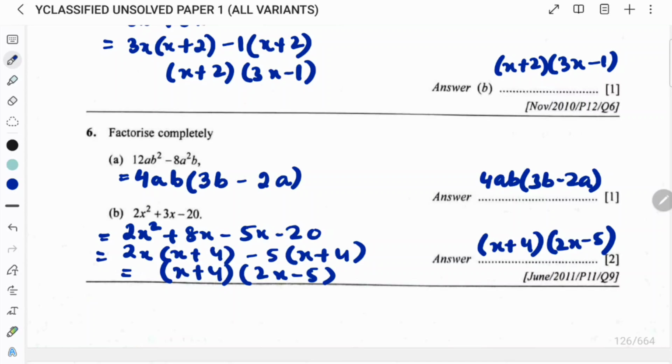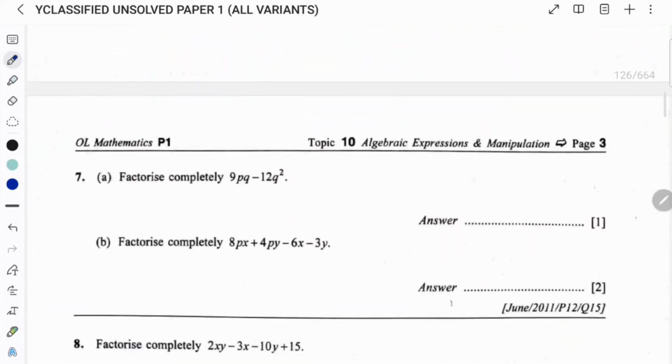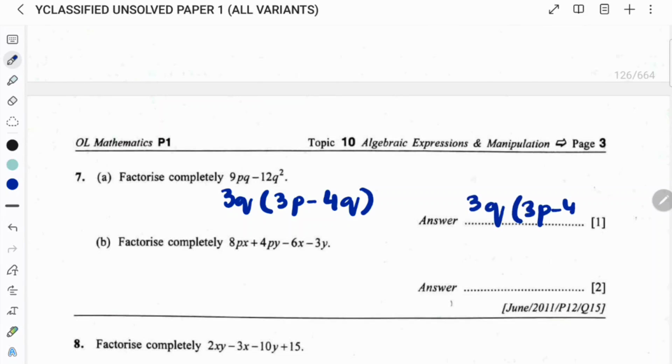Go to the next question. The next question is again factorize the following. 9pq minus 12q square. So 3 and 12, and p and q is common, so 3q common, so left is 3p minus 3 fours are 12, and one of the q is outside, and one of the q we will write down inside, and we cannot further simplify or factorize.